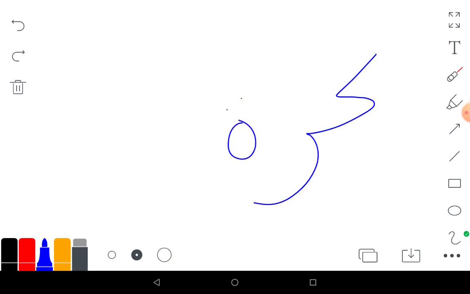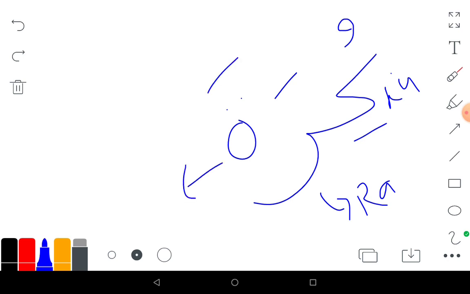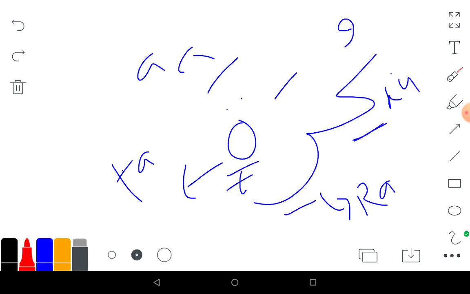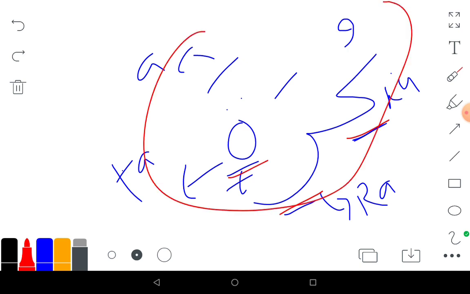So the word is ku, ra, ta. The first one is ku, K-U. The second one is ra, the letter R and A fathah. Then I put a fathah here. This is the letter T, ta marbutah. The T and a fathah here is A, so ta. So you read the first, second, and third. It becomes ku, ra, ta. So that's how you read the word.